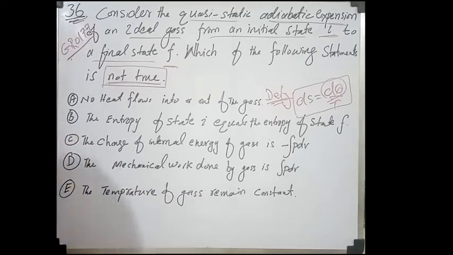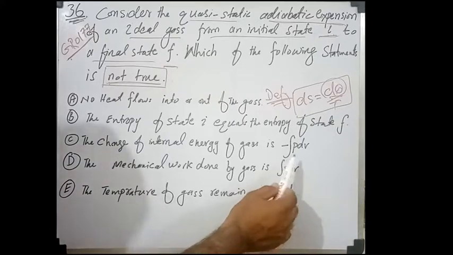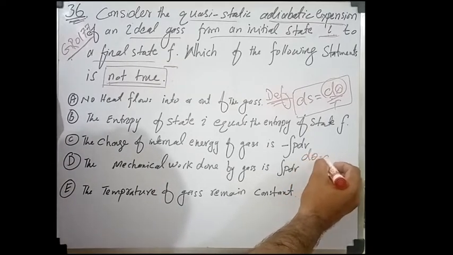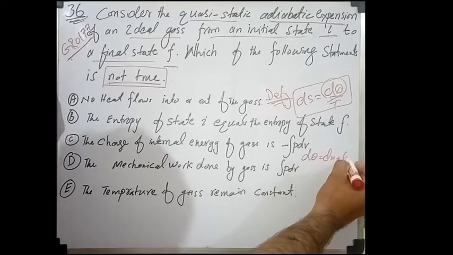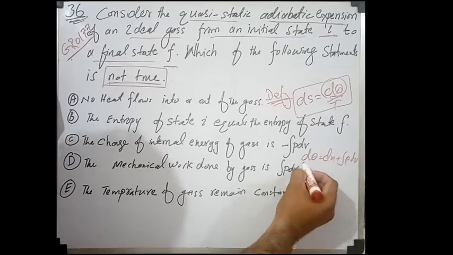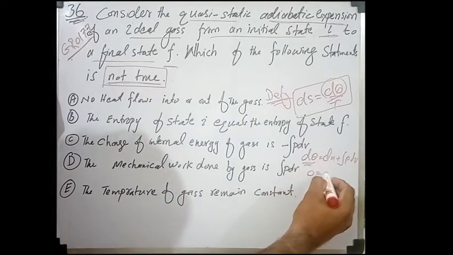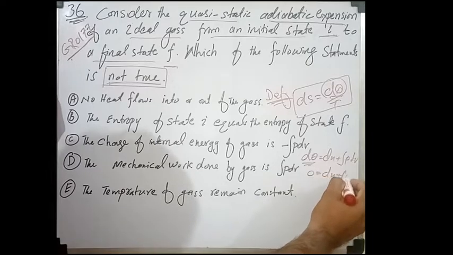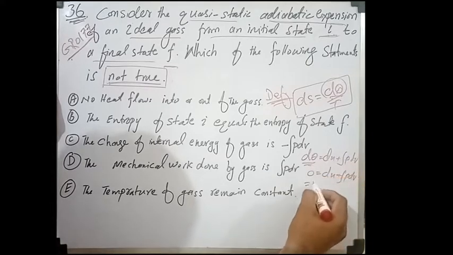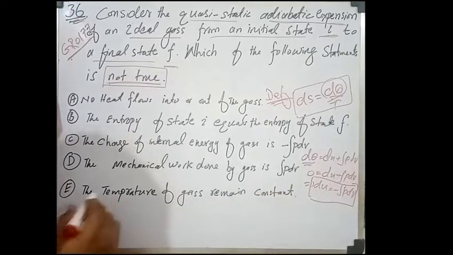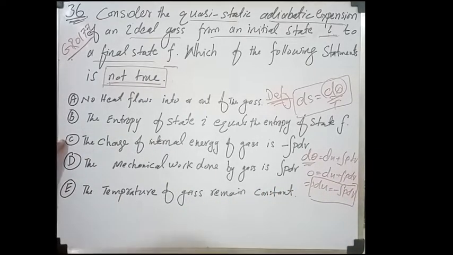The third one is, the change of internal energy of the gas is minus integral P dV. For this, from the first law of thermodynamics, dQ is equal to dU plus integral P dV. In this case, dQ is 0 because the process is adiabatic, so 0 equals dU plus integral P dV. This implies that dU is equal to minus integral of P dV. So this option is also right. This is also true.